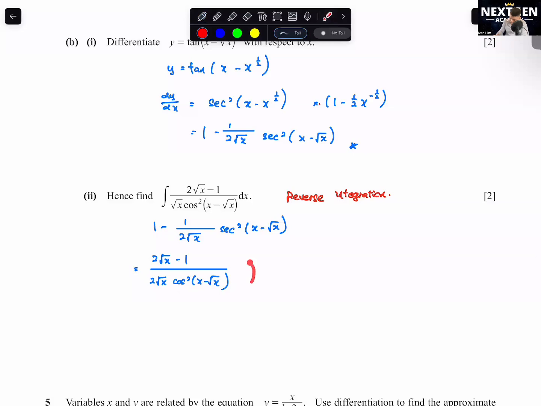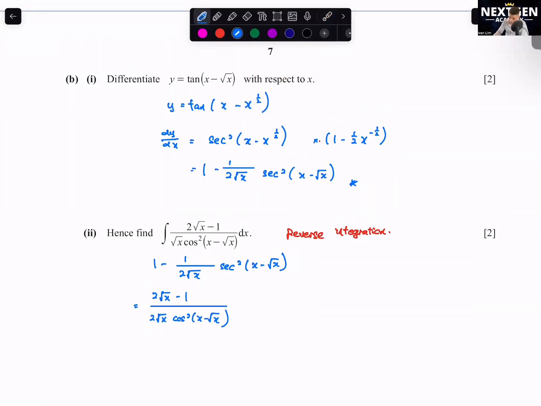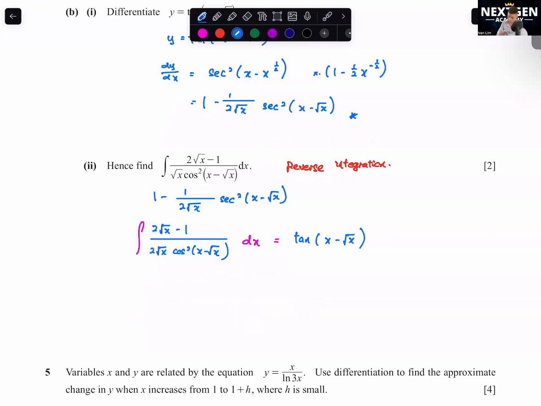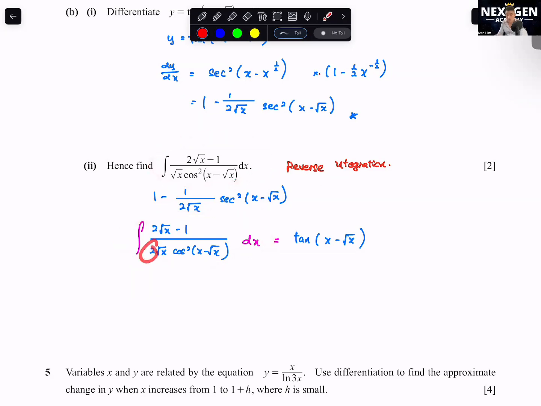We know that if I integrate it back, it will go back to the question again. So let's write an equation for that. I don't want to keep writing over and over again, so I will just continue from here. Integrate this, I will get back to the question, tan of (x minus square root x). But you compare this with the question here. Is the equation the same? No, right? There's something extra, a 1 over 2 over here. So I need to figure out how to get rid of this 1 over 2.